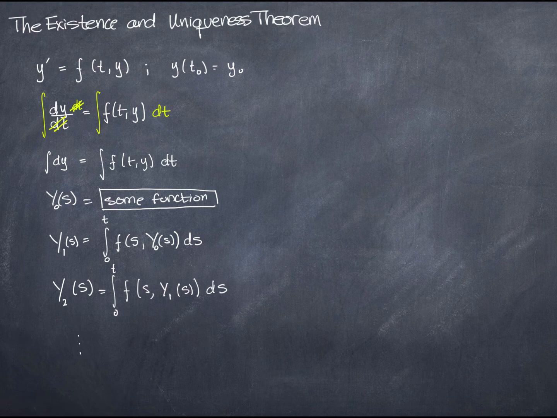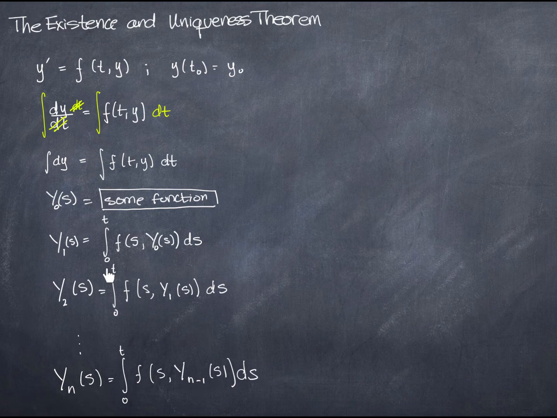So I'm going to start by writing this as an nth integral. My nth answer here is just going to be the integral from 0 to t of the function f of s comma y sub n minus 1 of s ds, because each time I took the function I got from the previous answer. So when I'm doing this for the nth time, I need to plug in the function I got the time before that, right? 1 less than n.